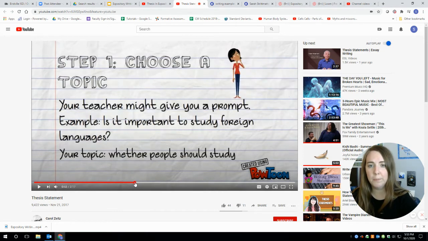So here's an example. Here's a prompt. Is it important to study foreign languages? So maybe you need to write an essay answering the question, is it important to study foreign languages? You should not say yes and no.